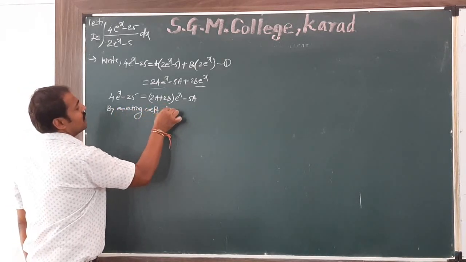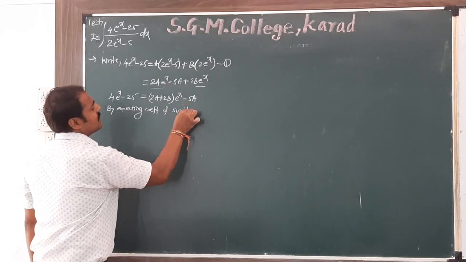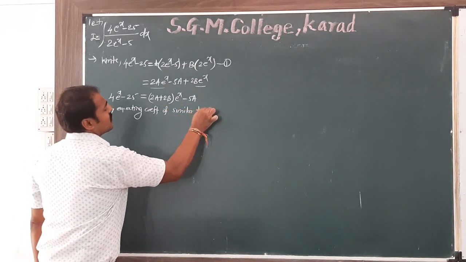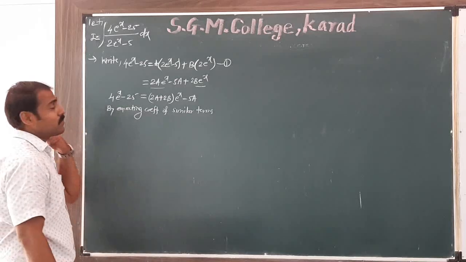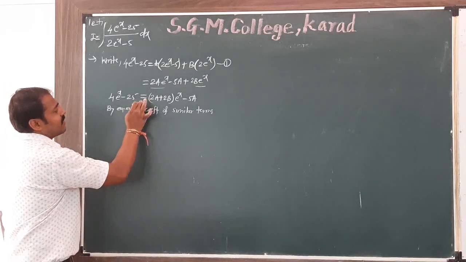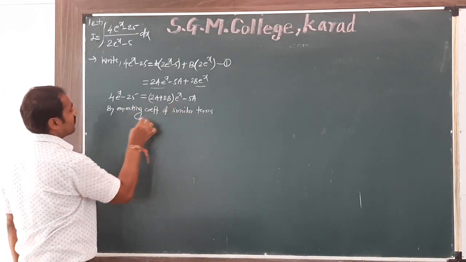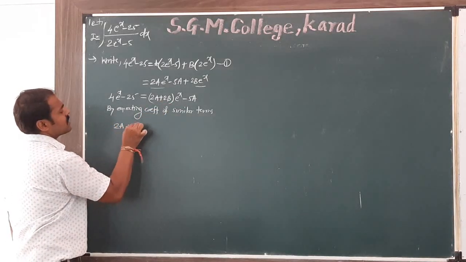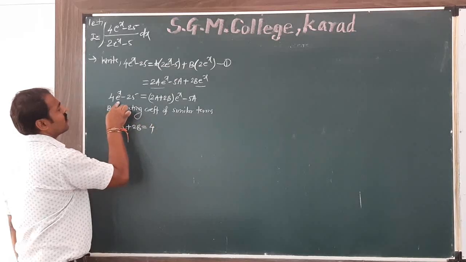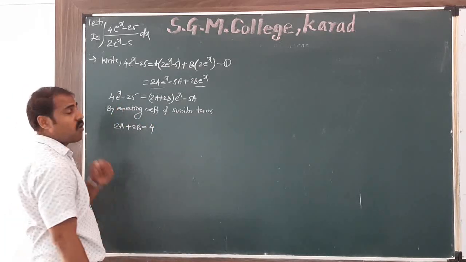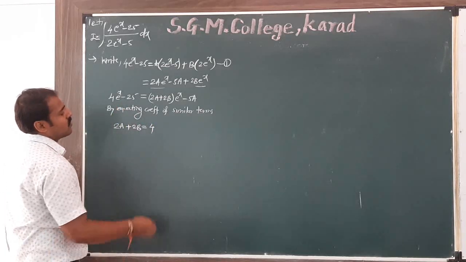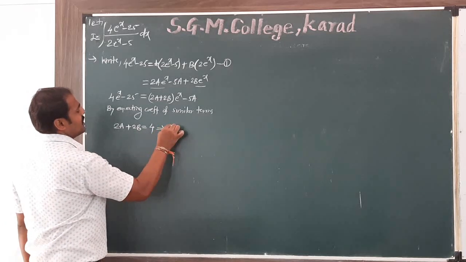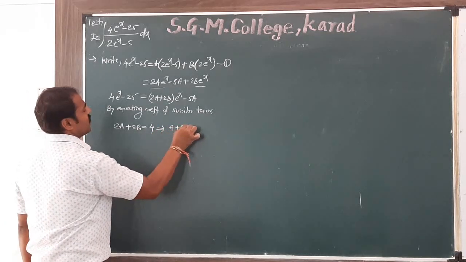coefficients of similar terms, the terms which are similar, whose coefficients are equated because of the equality. Here coefficient of e raised to x is 2a plus 2b, equal to, here coefficient of e raised to x is 4. 2a plus 2b is equal to 4. This implies a plus b is equal to 2.